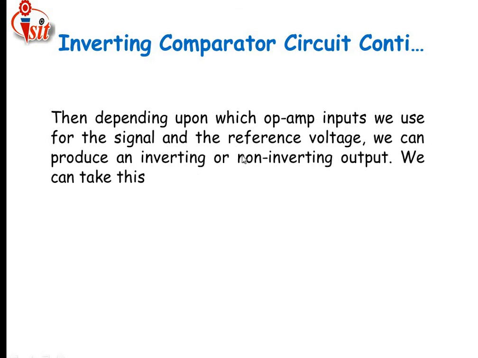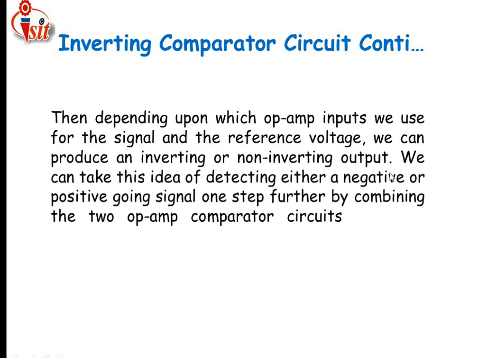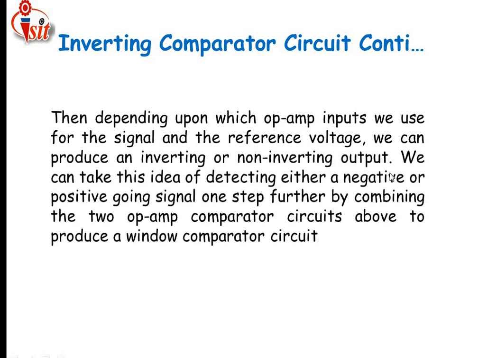Depending upon which op amp inputs we use for the signal and the reference voltage, we can produce an inverting or non-inverting output. It is totally dependent upon whatever input is introduced to that op amp. Then we can take this idea for detecting either a negative or positive going signal one step further by combining two op amp comparator circuits above to produce a window comparator circuit.